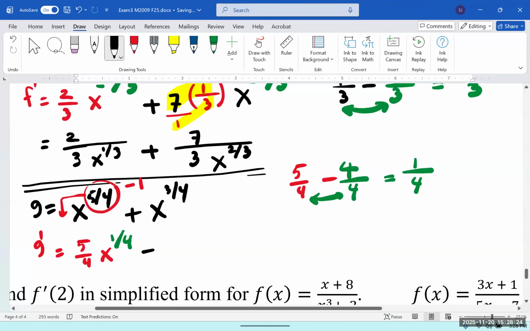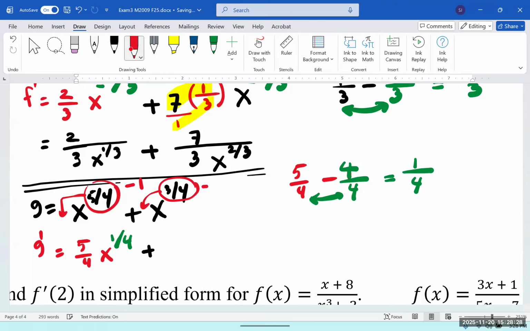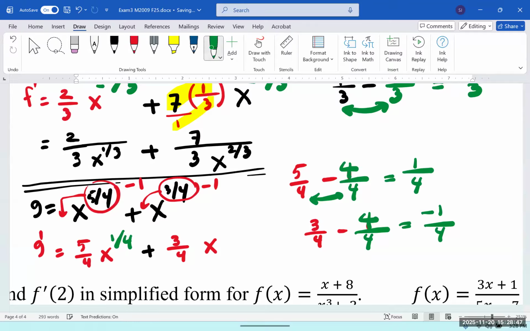In the second one, we bring the power down, power minus 1. So 3/4 x to the 3/4 minus 1, but 1 is 4/4. This time it is 3 minus 4, which is -1/4. So negative has to go on the denominator.